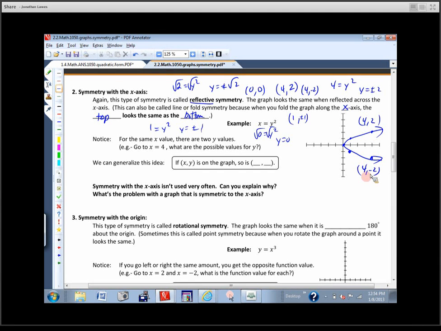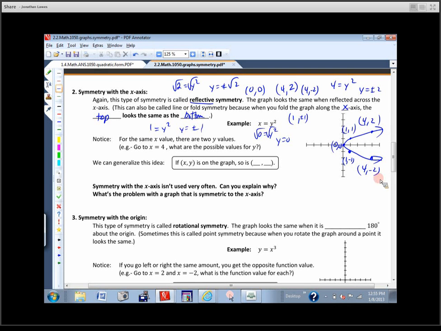This is 1 comma 1. And this is 1 comma negative 1. And this is 0 comma 0. Okay. This graph is symmetric with the x-axis because if you fold it along the x-axis, the top looks the same as the bottom. And if we looked at the points, I've got the point 4, 2, and I've got the point 4, negative 2.